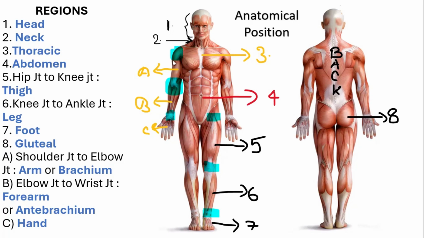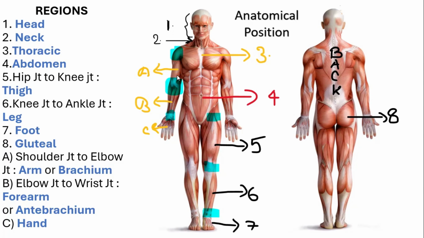Now let's come to the superior extremity. So this is the shoulder joint. We know very well. The shoulder joint term is very easy. There are so many terms, but for now you can just say this is the shoulder joint. So from the shoulder joint to the elbow joint, this place is known as arm, or you can say upper arm or brachium.